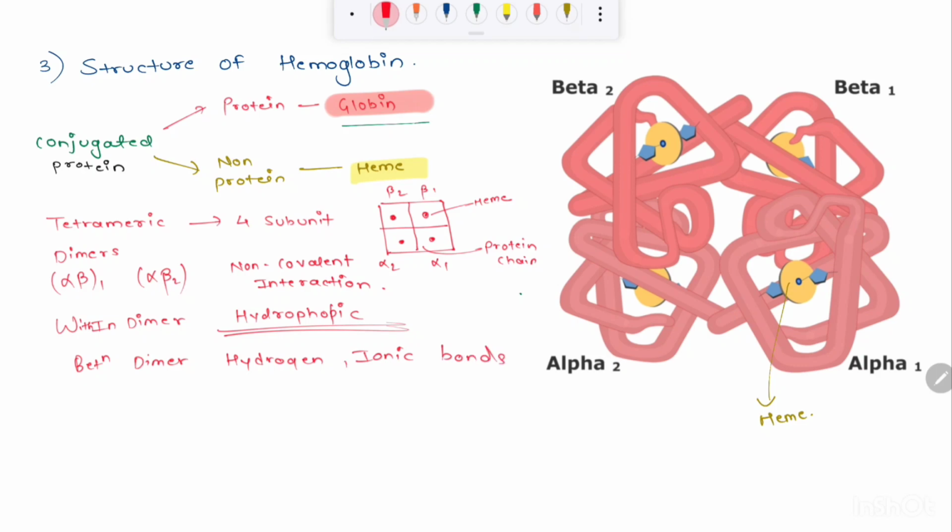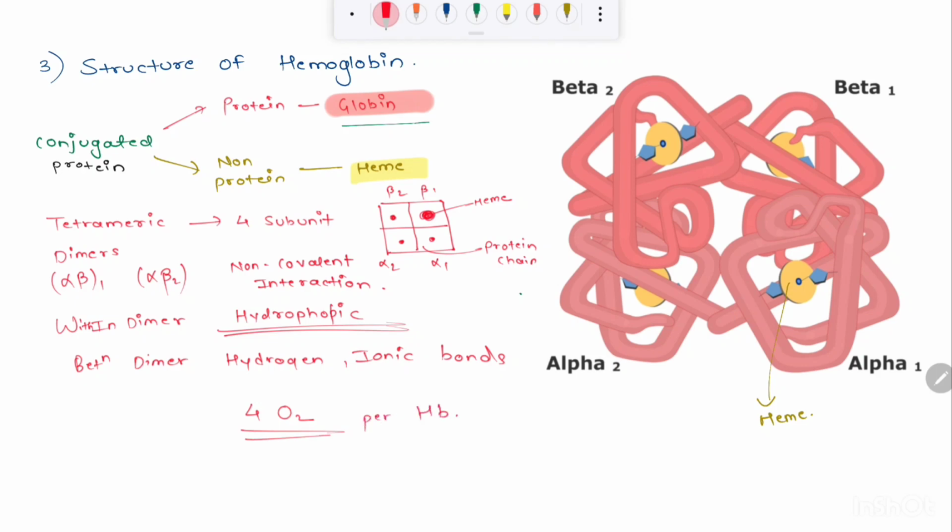As at the center of the molecule there are hydrophobic interactions, these interactions will form a hydrophobic pocket where the heme can get attached, and each heme of the subunit can bind with one oxygen molecule. So 4 oxygen molecules per hemoglobin molecule.